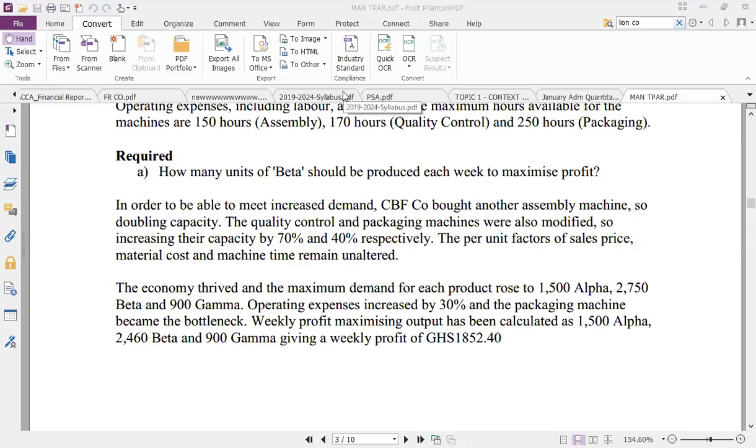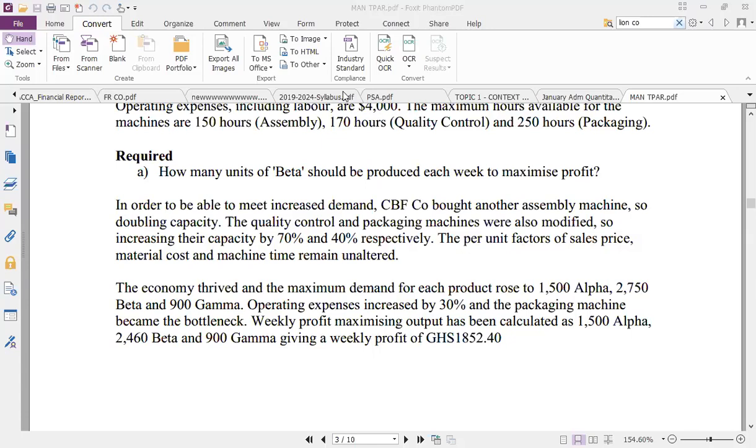So the company bought another assembly machine. So doubling what? The capacity. They've increased the capacity. That's great. That's good news. Wow, they've done well. In fact, they can use this to capitalize and utilize the fixed cost and then reduce what? The cost in the long run, and then reduce the operating cost and increase the throughput accounting ratio.